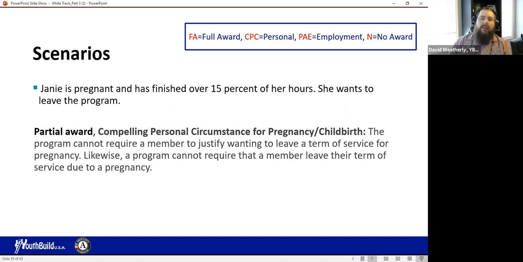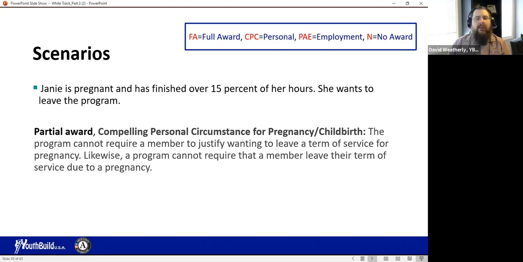Now, there was an update in information specifically related to pregnancy and childbirth: the program cannot require a member to justify wanting to leave the program during their term of service for pregnancy. If an individual establishes that they are pregnant and wishes to leave, the program is not in a position to question that.